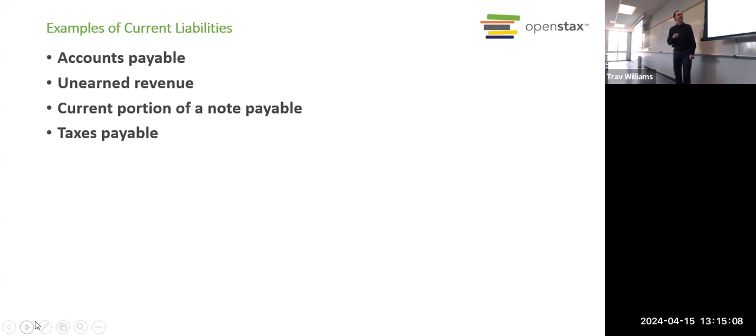And taxes payable would be current as well. Governments want their money, right? They don't want to wait a year to get their money. What would be some examples of taxes that companies have to pay? What kind of taxes? Income tax, right? What else? Property tax, correct? Sales tax, payroll tax, and others.